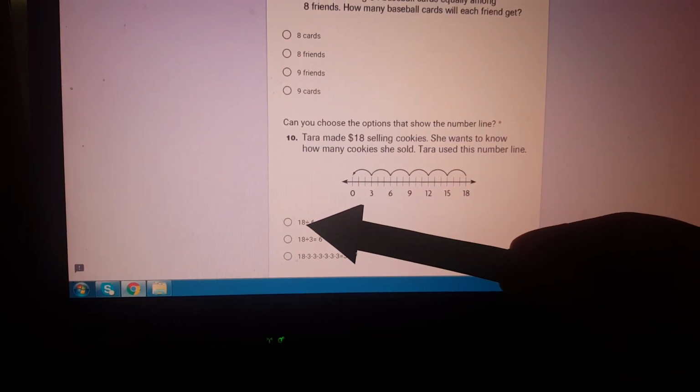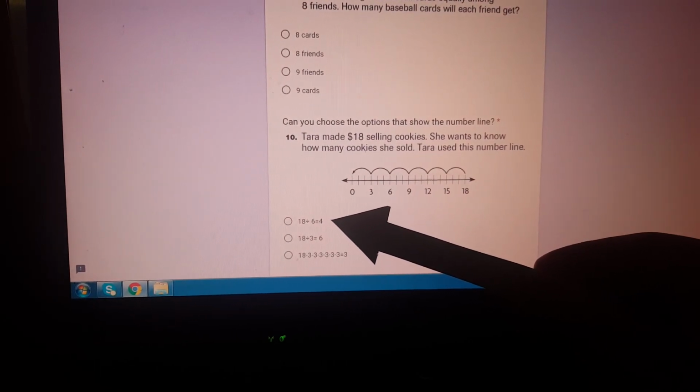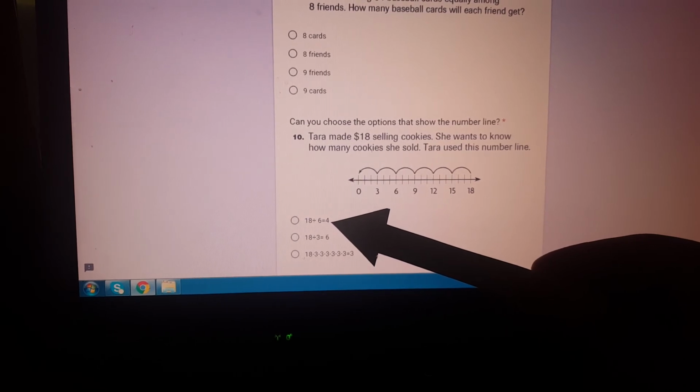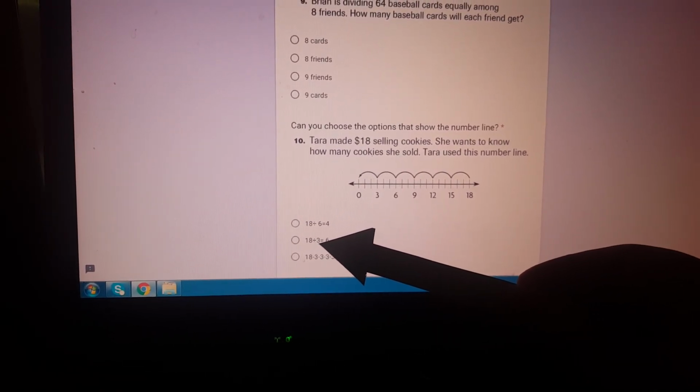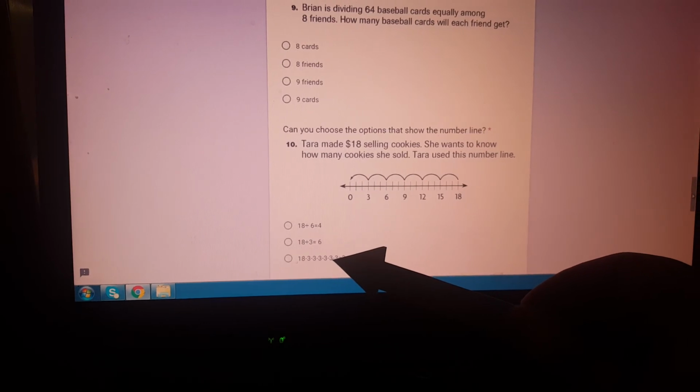The first answer you can click that is right is 18 divided by 6 equals 4. You can click 18 divided by 3 equals 6. You can click 18 minus 3 minus 3 minus 3 minus 3 minus 3 minus 3 equals 3. If you need more time, pause the video.